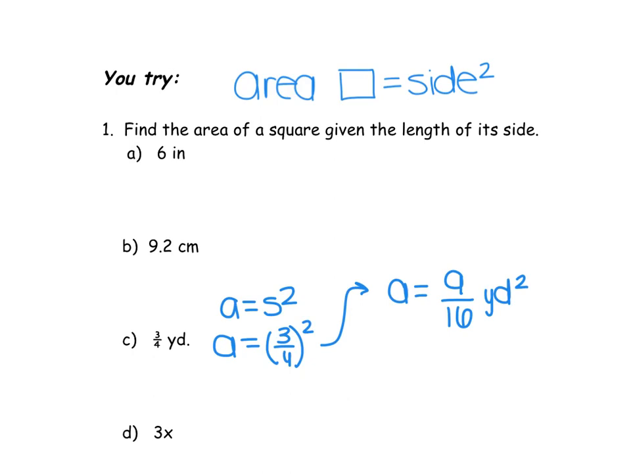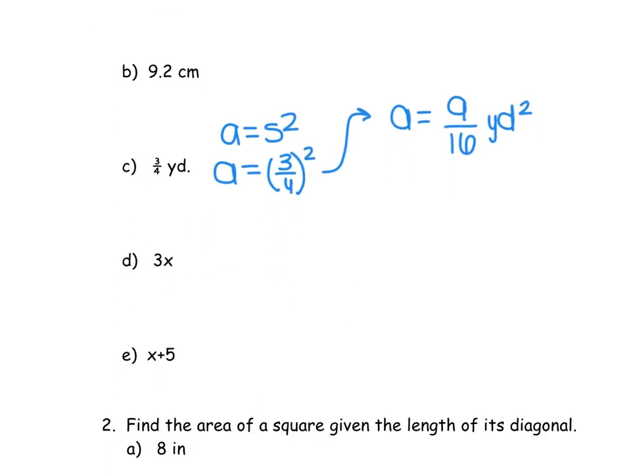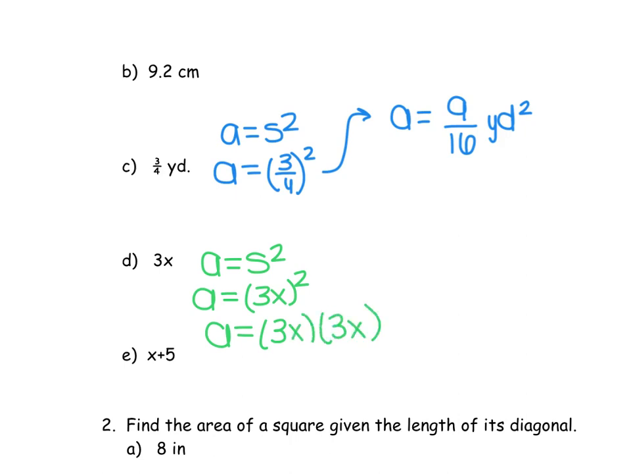If you go down to the next one, letter D, our side is 3x. So if we plug in 3x for the side, I wanted to make sure you remember that it's not just the x that is squared here, it's the 3 as well, because it's 3x times 3x. So our area here is going to be 9x squared. We don't have units, they don't give us centimeters, feet, or anything like that, so we could just write units squared.